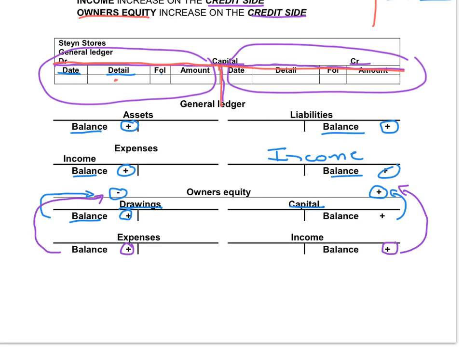So it's very important to remember that owner's equity is affected by capital, drawings, the two accounts of the owner, all the income and all the expenses accounts. And any of these four accounts, if you record something on the debit side, it will reduce owner's equity. Any of these accounts, if you record it on the credit side, it will increase owner's equity.